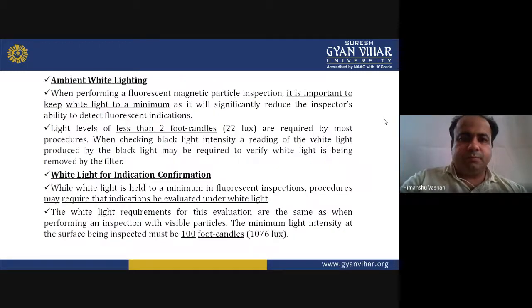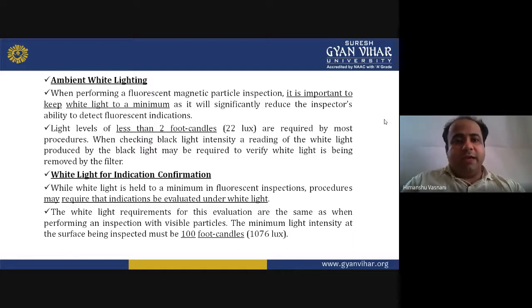Now, ambient white lighting. When performing fluorescent particle inspection, it's important to keep white light to a minimum as it will significantly reduce the inspector's ability to detect fluorescent indications. I repeat, it is important to keep the white light to a minimum as it will significantly reduce the inspector's ability to detect fluorescent indications.